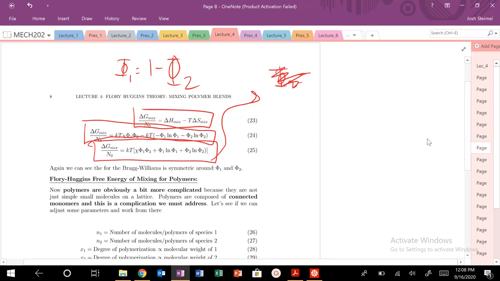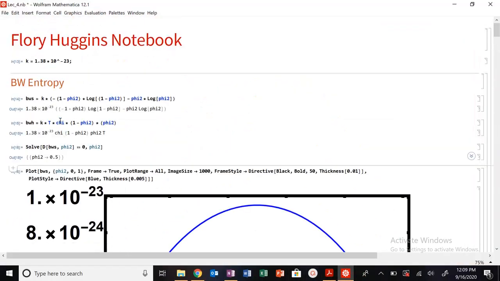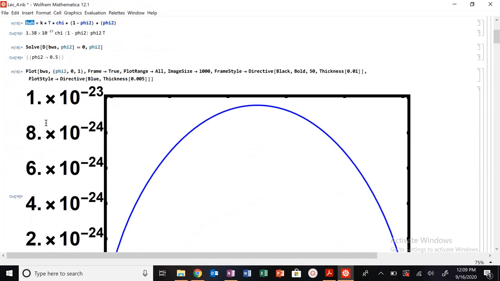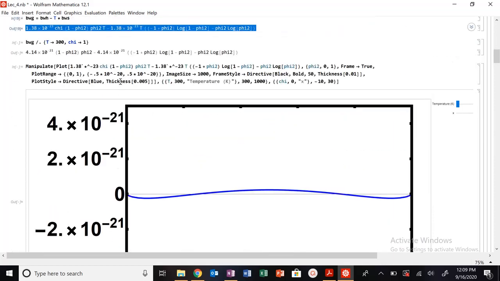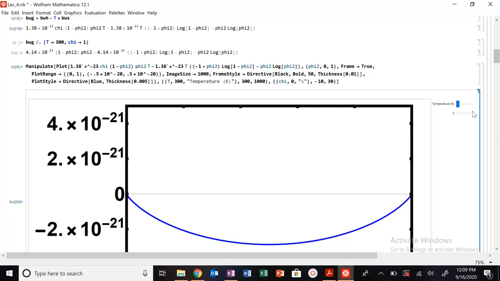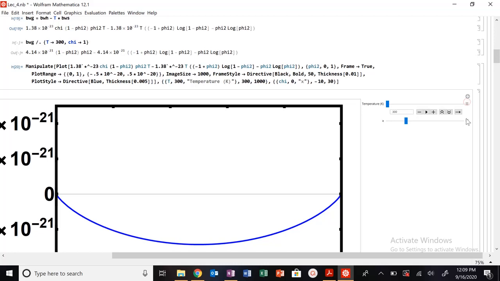So in our Mathematica notebook, I have created the Bragg-Williams entropy of mixing, S, and the enthalpy of mixing, H here. So my Bragg-Williams free energy of mixing is this. And now I can take this function and plot and manipulate it here. So let me do that. Shift enter. This is a little annoying, but anyways, I can plot this as a function of temperature and as a function of chi. So look at this curve.